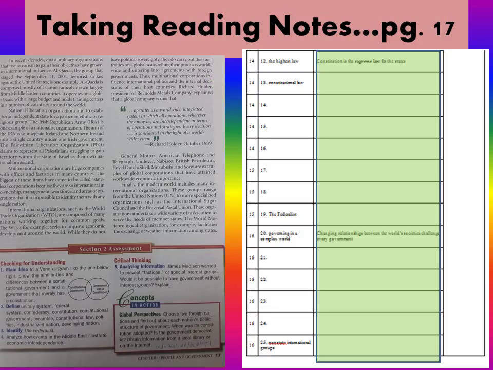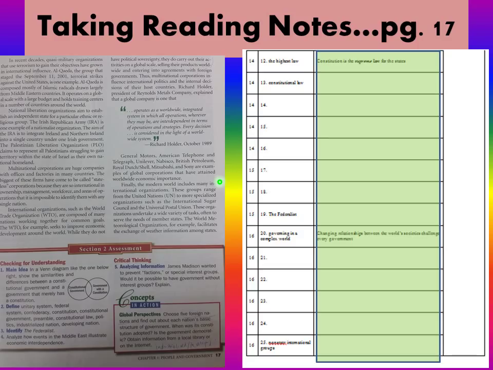Richard Holder, president of Reynolds Metal Company, explained that a global company is one that operates as a worldwide integrated system in which all operations, wherever they may be, are interdependent in terms of operations and strategies. Every decision is considered in the light of a worldwide system. Richard Holder, October 1989. General Motors, American Telephone and Telegraph, Unilever and Nabisco, British Petroleum, Royal Dutch Shell, Mitsubishi, and Sony are examples of global corporations that have attained worldwide economic importance.